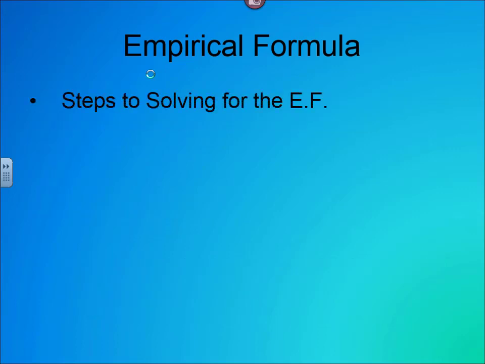So as we go through these steps for solving for the empirical formula, remember that we're starting with a percent composition. That's our starting point. That's the information that we already have, or we are presuming that we already have.